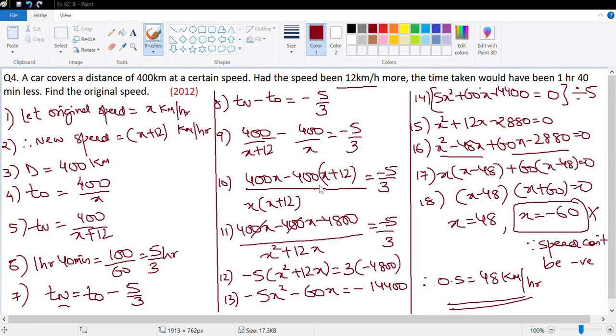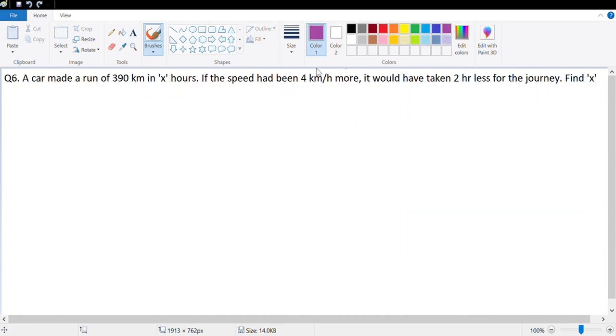The next question that we're doing is question number 6. Question number 6 says a car made a run of 390 kilometer in x hours. Okay, so time is given as x hours, distance is given as 390 kilometer. If the speed had been 4 kilometer per hour more, it would have taken 2 hours less for the journey. Find x. So original speed would be equal to distance upon time. In this case, 390 upon time, which is x.